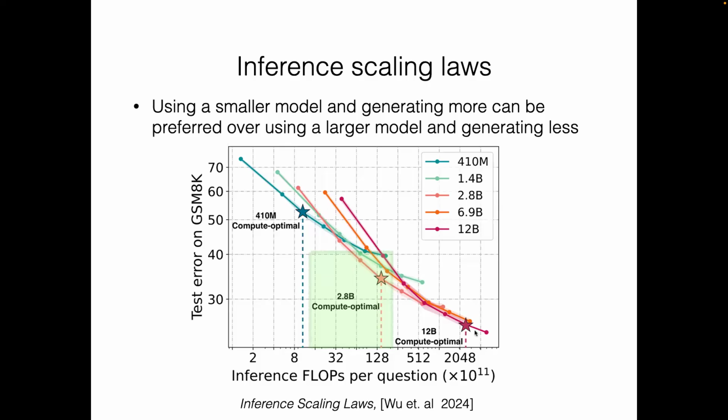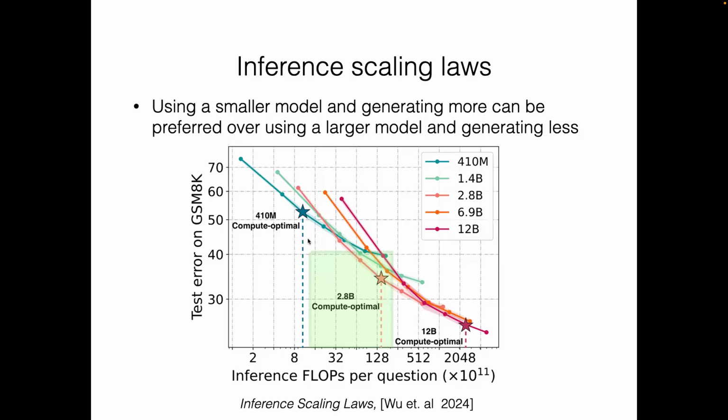You could use something like majority voting, or you could try to introduce a reward model and use a different strategy. And you see these interesting trade-offs come up: for some inference budgets, say you're generating like 32 or 128, it was actually better to use a smaller model than the largest model that was available, because for this given budget, you'd have to generate less with the larger model.